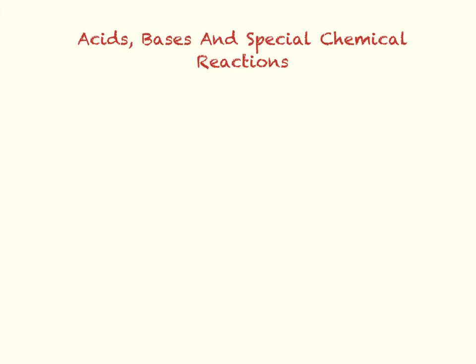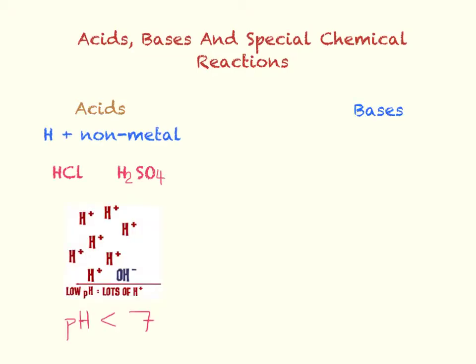Okay, last video for our chemistry revision, and this one's on acids, bases, and special chemical reactions. We're going to start with what are acids and bases and what are some of the properties they have. An acid is a compound that contains hydrogen ions and a non-metal. So some examples are hydrochloric acid, the hydrogen ion you can obviously see, and the non-metal is chloride.